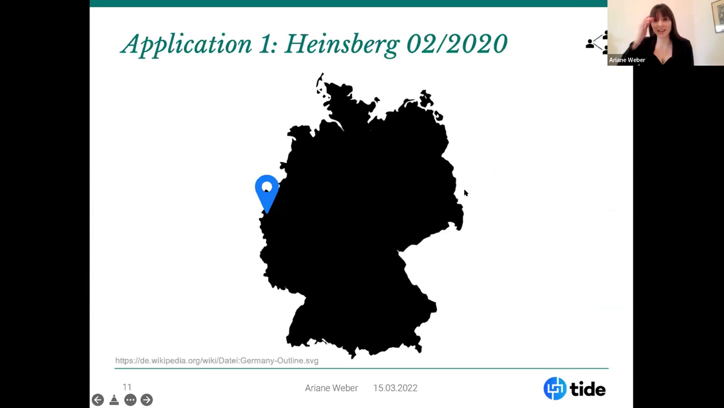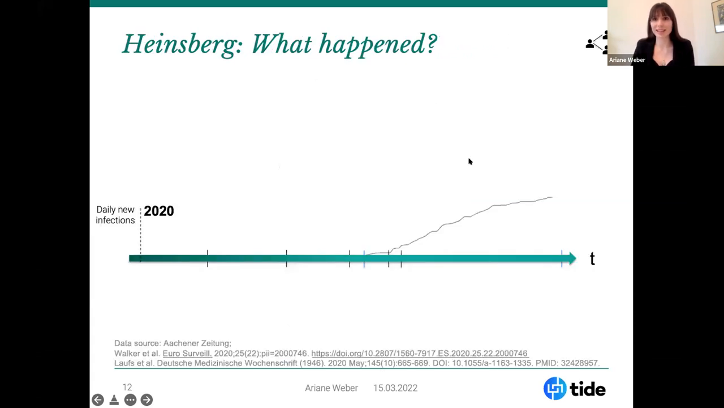So going chronologically in time, we can first look at the Heinsberg outbreak in the beginning of 2020. Heinsberg is a district in Western Germany, and the location of it is shown here by this blue arrow. Heinsberg became sadly famous in Germany in 2020 because it was one of the first areas to experience a rapid increase in COVID-19 infections very early on.